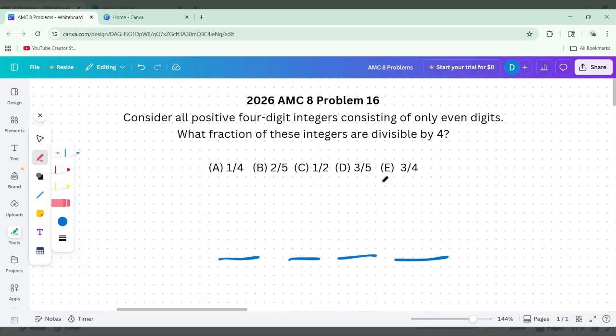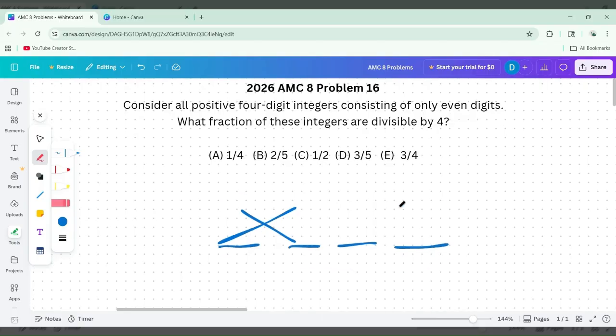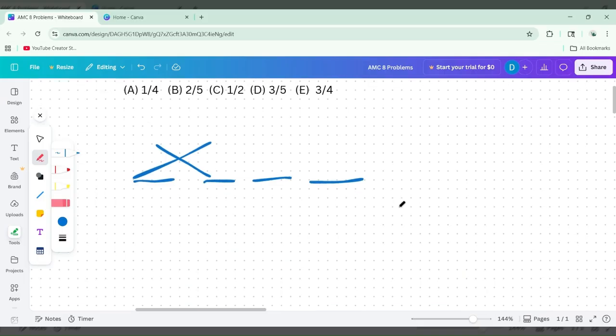So as you see here, we're looking at 4-digit integers consisting of only even digits, and we're seeing if they're divisible by 4 or not. So we don't have to look at or pay attention to the first two digits because the last two digits prove if the number is truly divisible by 4. Okay, so we can start using casework.